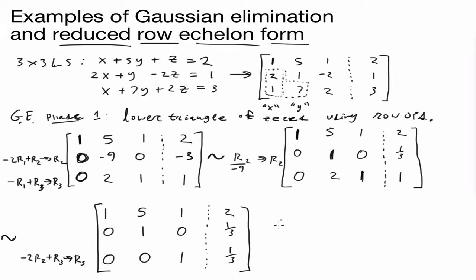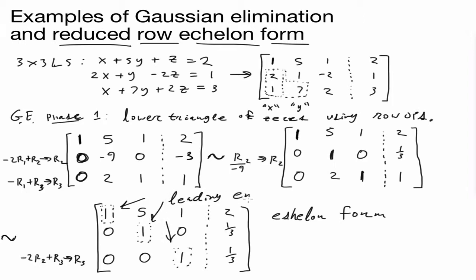Now this matrix is in echelon form. And that means what we have here are what we call the fronts of the echelons, and these are what I call the leading entries, that are on a diagonal. We have zeros below them, and they're all ones. Okay, and that's called an echelon matrix.